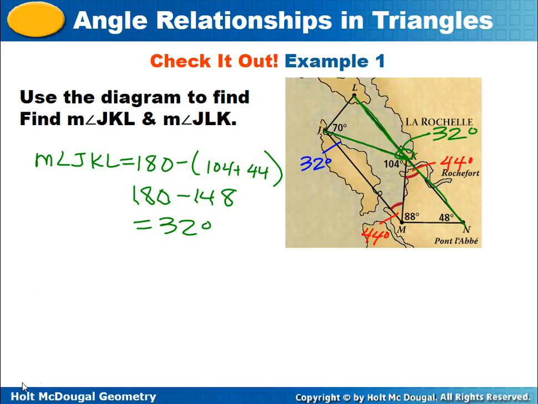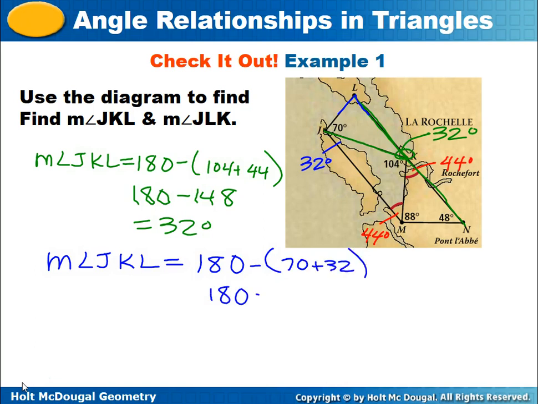Then again, we can solve for our last angle, which is this one up here, JKL. And we're going to do again the measure of angle JKL is equal to 180, and we're going to subtract those other two angles from it. So that's going to be 70 plus 32. So that's going to be 180 minus 102. So JKL is 72 degrees.